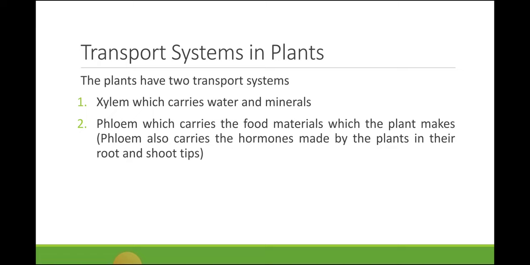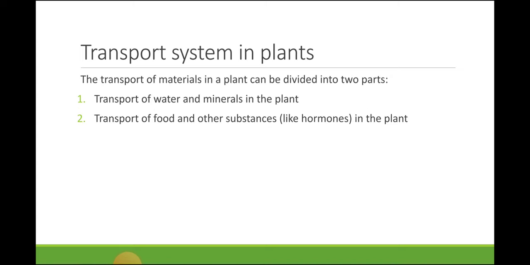The xylem carries minerals and water, while the phloem carries food materials which the plant makes, and the phloem also carries hormones made by the plant in its roots and shoot tip. So transport of materials in a plant can also be divided into two parts. The first part is the transport of water and minerals in the plant. Then we also have the transport of food and other substances in the plant.